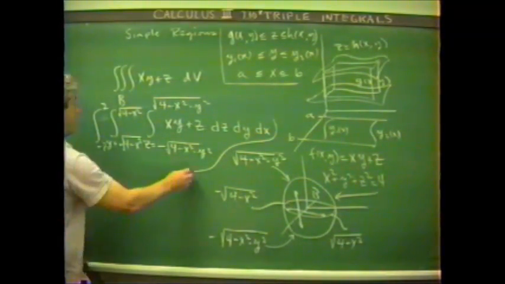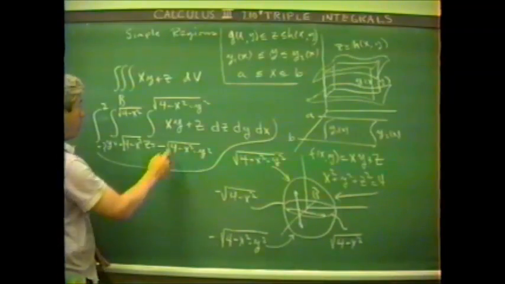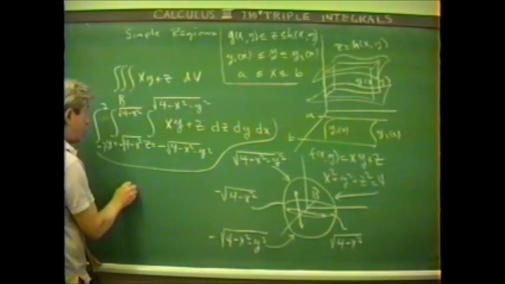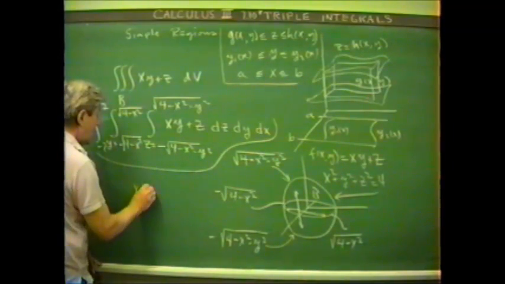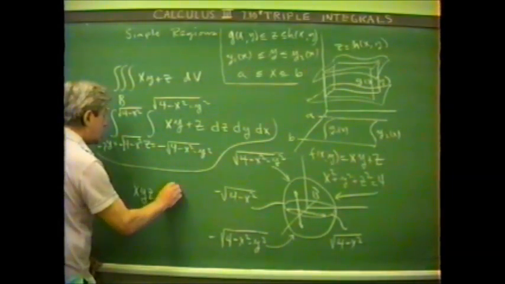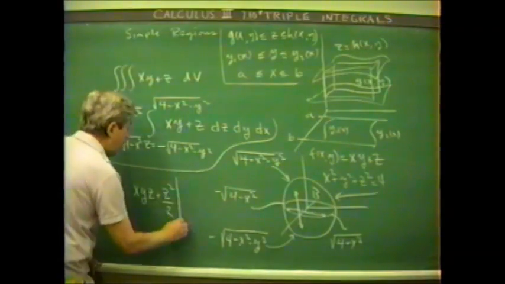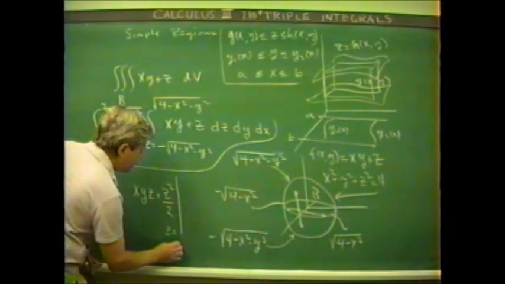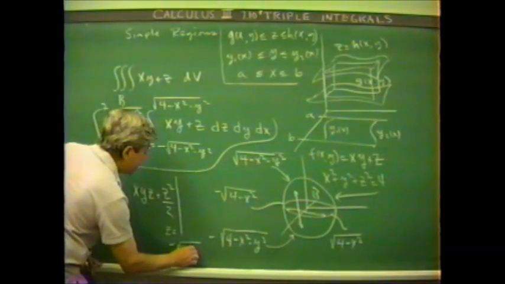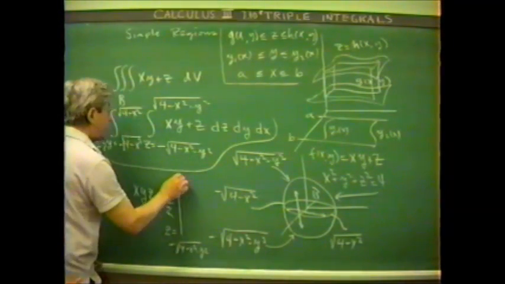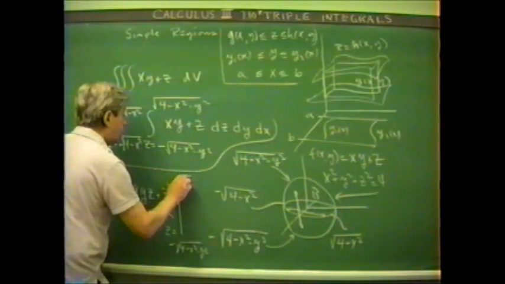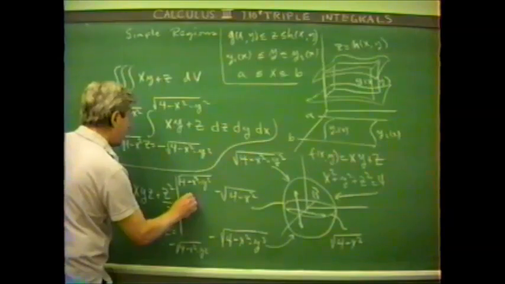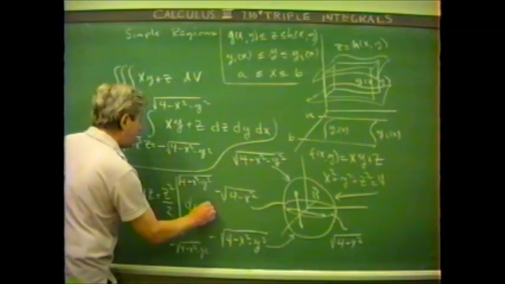Right? And now to do this, we find an antiderivative of xyz with respect to z. That's going to be xyz plus z squared over 2. We want to evaluate that from z equals the negative square root of 4 minus x squared minus y squared to z equals the square root of 4 minus x squared minus y squared. And then we wish to integrate that with respect to y and then with respect to x.